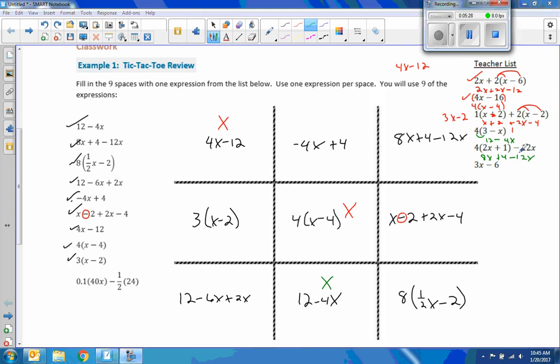Okay, so 8x plus 4 minus 12x is right here, so I would have x there. And then finally 3x minus 6, well, 3 will go into 3, 3 will go into 6, so that's a factor. And I divide and I get x minus 2. So 3x divided by 3 is x, and negative 6 divided by 3 is negative 2. So I have 3 times x minus 2, which is right here.